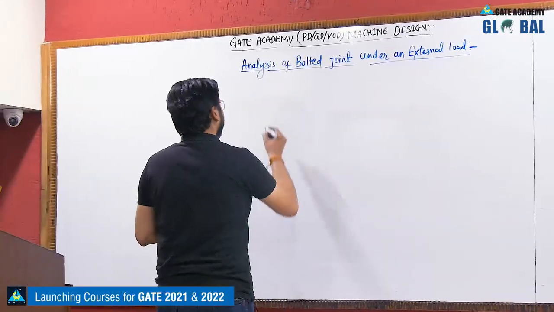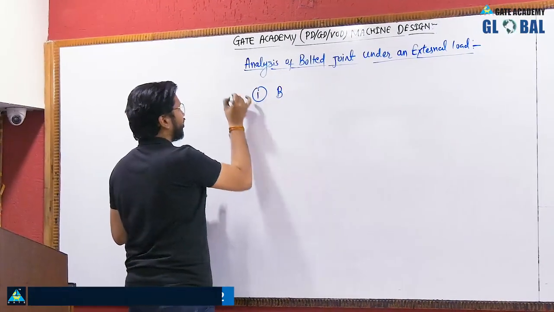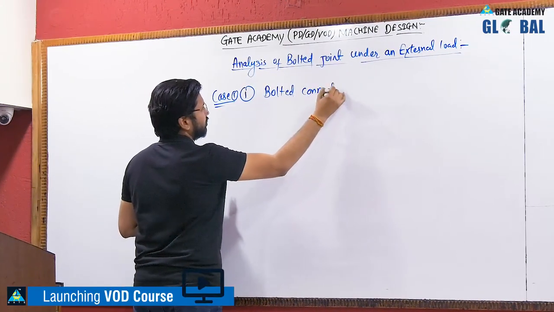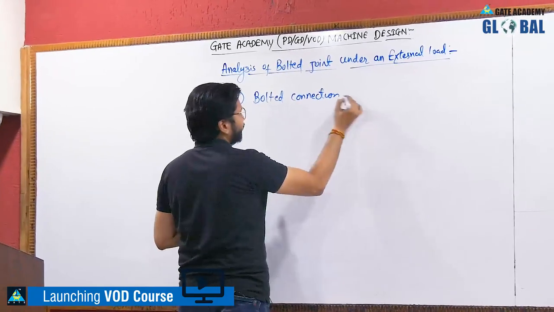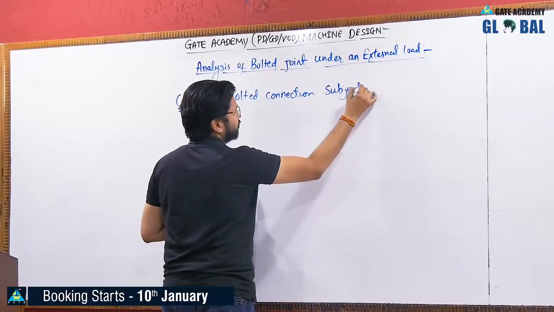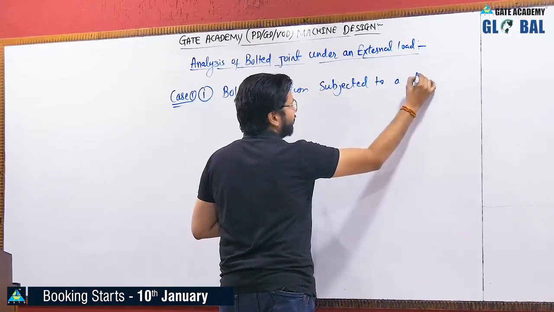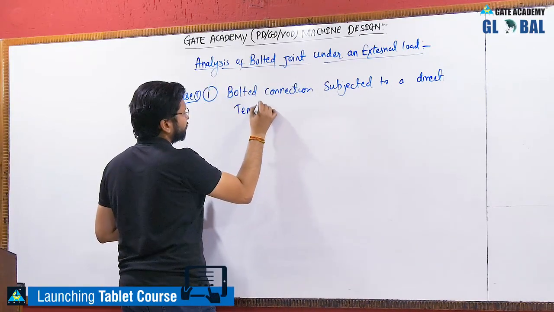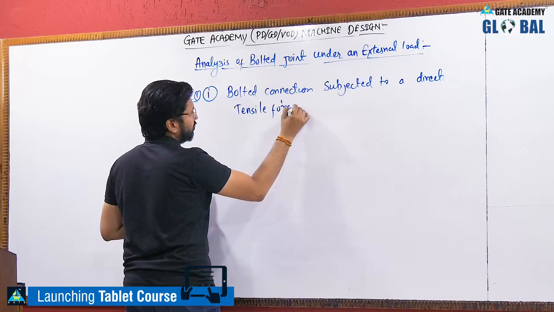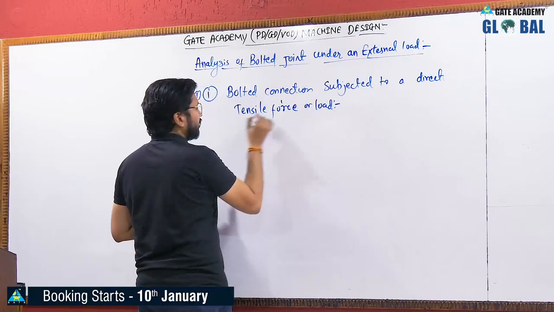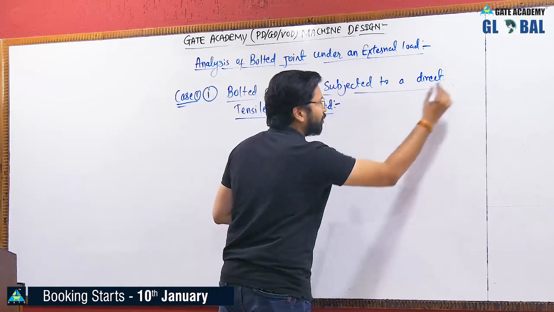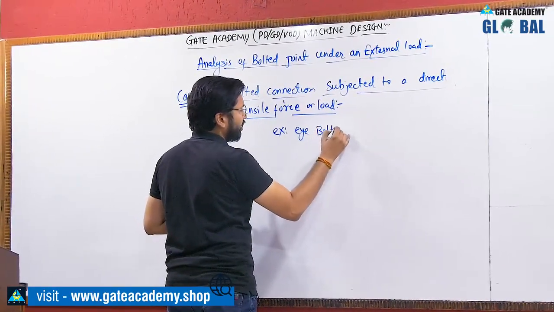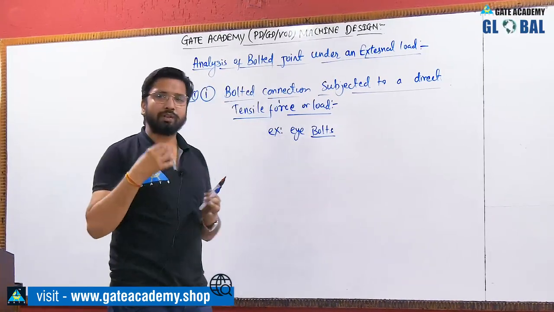Now, the first type of situation, case 1, is a bolted connection, or you can say a screwed connection, subjected to a direct tensile force, or you can say tensile load. This type of loading may be observed in eye bolts. Eye bolts are used to carry axial loads.